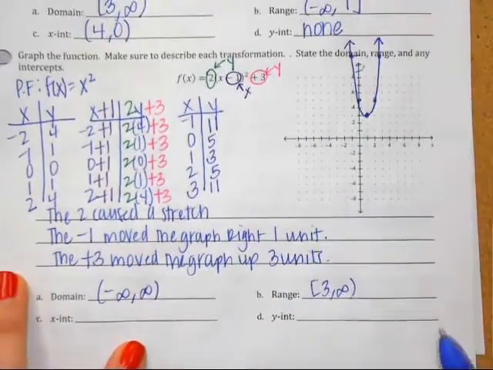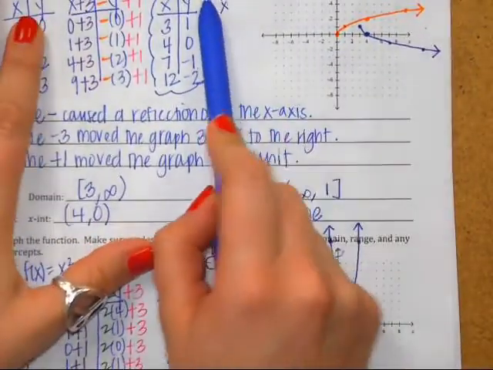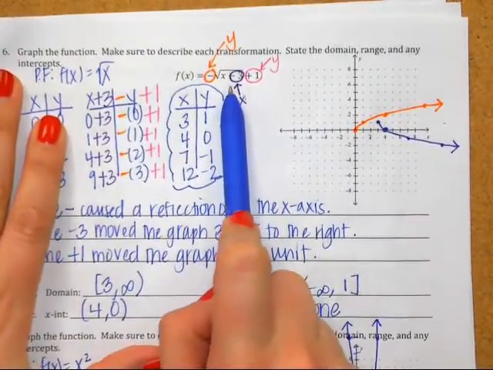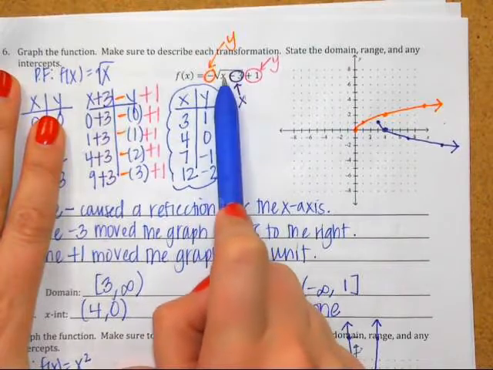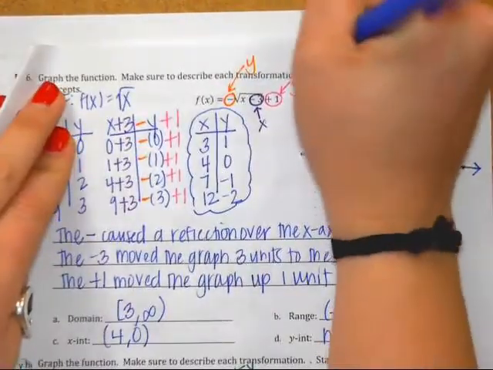Now one thing I'll say, circling back: this one's a polynomial, so it's all real numbers. 6 is a radical function, and so we took what's inside the square root, x minus 3, and set it greater than or equal to 0.